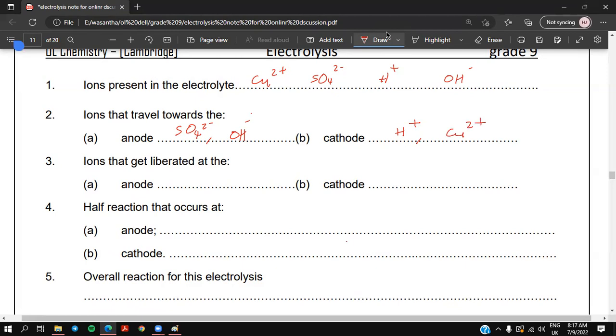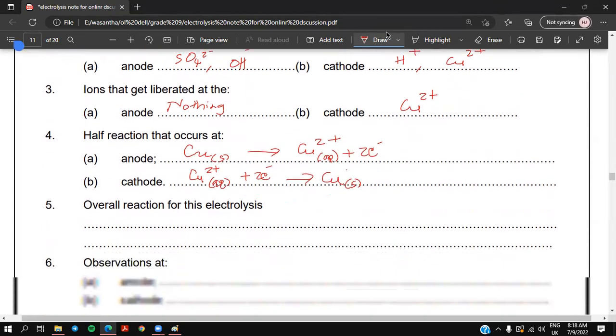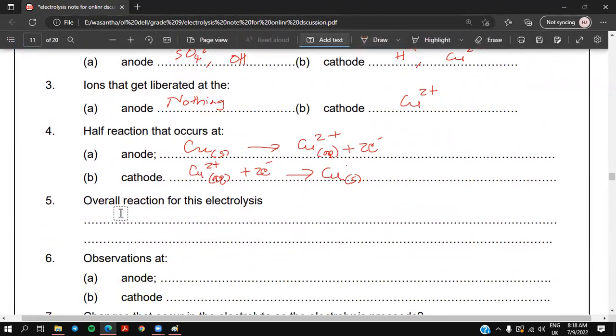Ions that get liberated at the anode: nothing. Cathode: Cu2 plus. Half reaction that occurs at anode is copper, solid, giving copper 2 plus, aqueous, and 2 electrons. For the cathode reaction, we can see copper 2 plus, aqueous, reacts with 2 electrons to give copper solid.